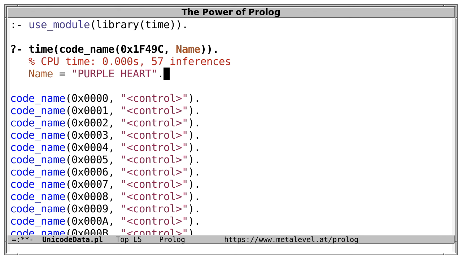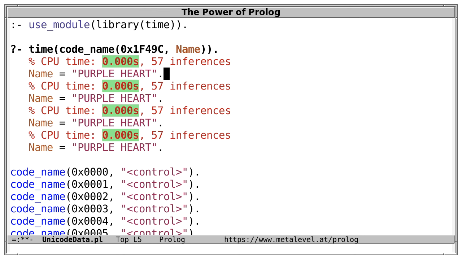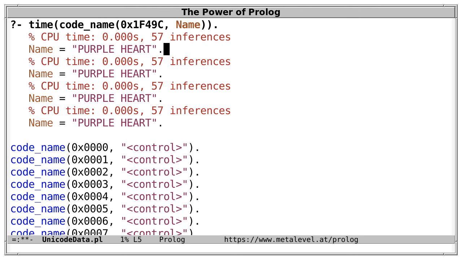This is, of course, instantaneous. This is so fast that the time library reports it as 0 seconds. And it's consistently fast, even if we try it several times. And it's also easy to see why this is so fast, even though this is one of the higher code points, which occurs quite late in the file.